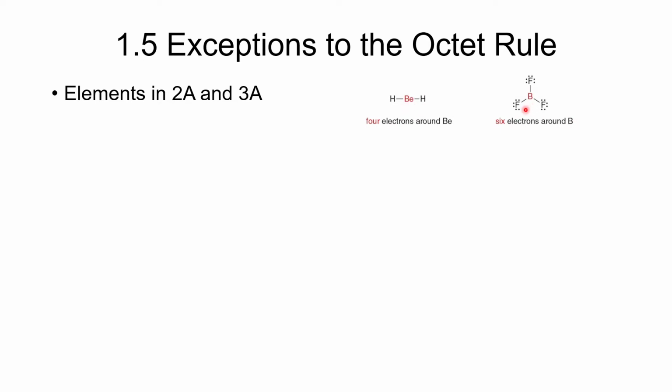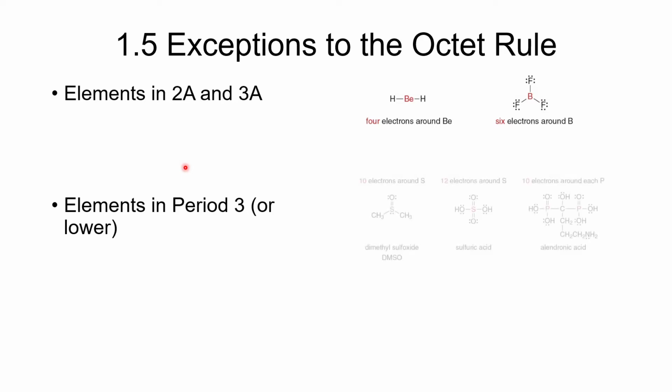Here's boron trifluoride. That is an exception. You'll notice this one only has 4 electrons around beryllium. This only has 6 electrons around boron. And we will find that happens quite a bit with groups 2A and 3A. It happens with aluminum. If you have aluminum chloride, you'll have a similar type structure that goes on there. And so that is one of the types of exceptions to the octet rule. We'll find that elements that are in period 3 or lower on the periodic table, so row 3 and lower, can have more than an octet.